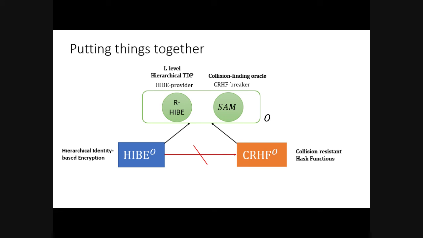So putting things together, now we have an oracle SAM that breaks collision-resistant hash functions. We have an oracle RIBE that gives us HIBE. And we ruled out collision-resistant hash functions using SAM. And we proved that HIBE exists using our enhanced compression lemma, where enhanced means that we deal with adaptive adversaries as opposed to the normal random permutation game. And even if we include SAM, we can use the same techniques by Heitner et al. to show that even with SAM, HIBE is still secure. And the same techniques apply here.